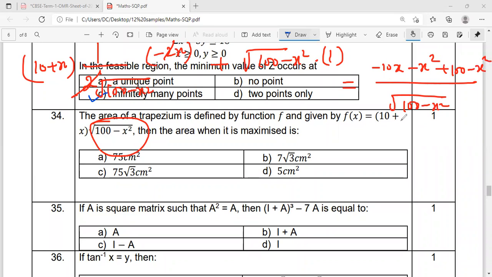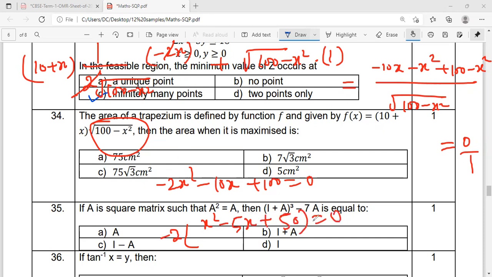So for maximum or minimum, this is f dash x, you place this as 0, which means you are getting a very simple equation now. Negative of 2x square, negative of 10x plus 100 equal to 0. Taking negative 2 common, x squared minus 5x plus 50 equal to 0. Now you can solve x squared minus 5x plus 50 equal to 0, which can be easily factorized. x minus 10, x plus 5.